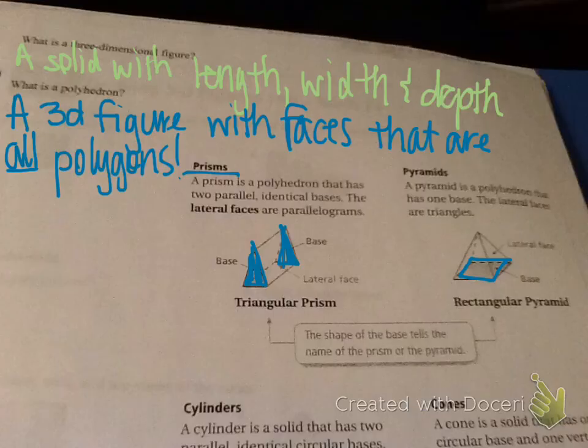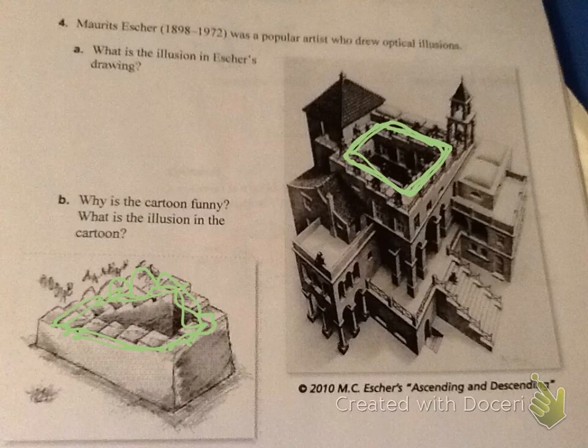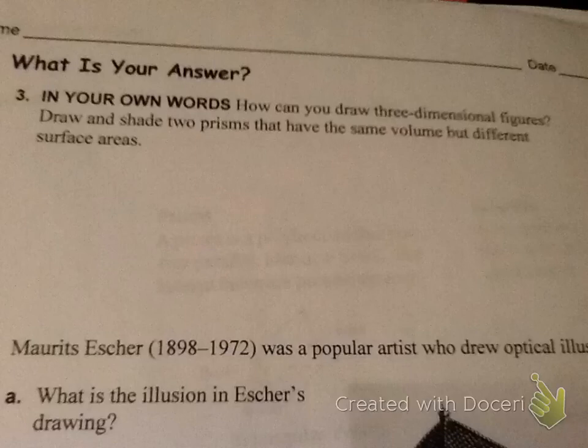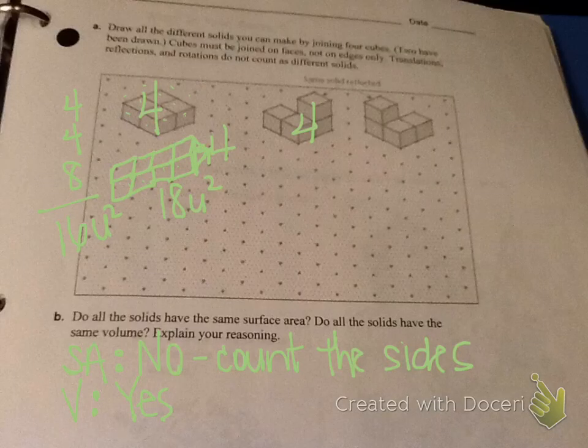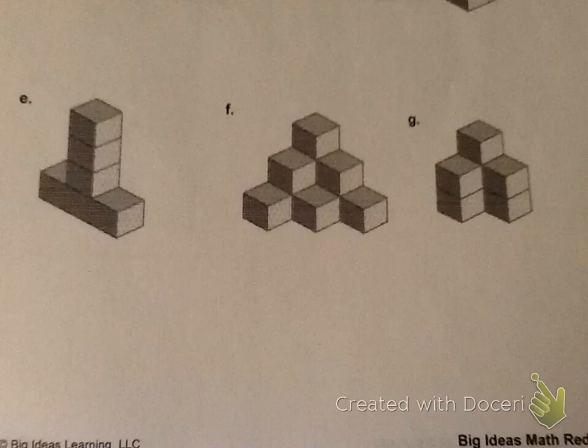Alright, so you had to go ahead and answer this question in your own words. Draw two prisms with the same volume and different surface areas. And then you had to do top, side, and front views of E, F, and G. And we'll go over this in class tomorrow.